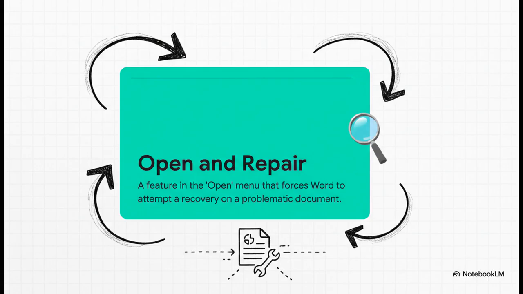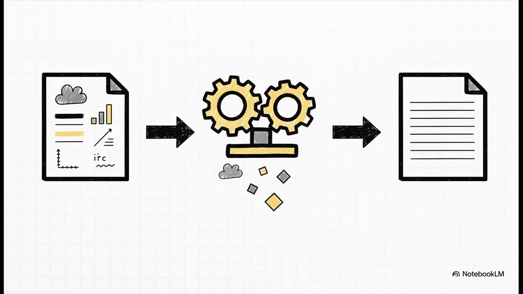When you choose that, Word basically forces itself to try and fix the document as it's opening. It's not going to work every single time, but for how easy it is to try, it's an absolute lifesaver in a lot of cases. Okay, so let's say Open and Repair didn't work.